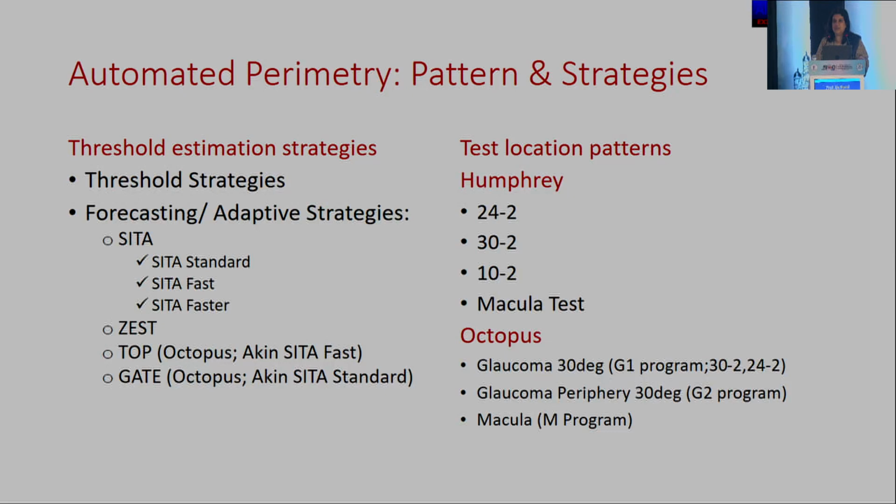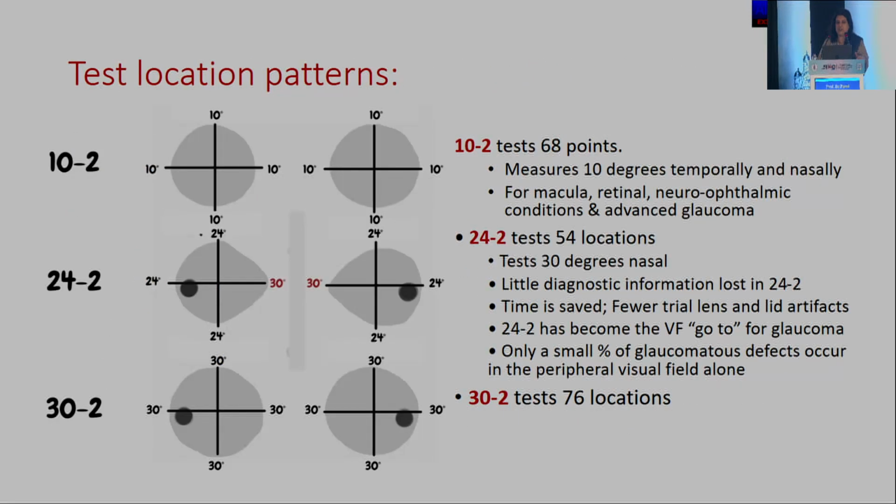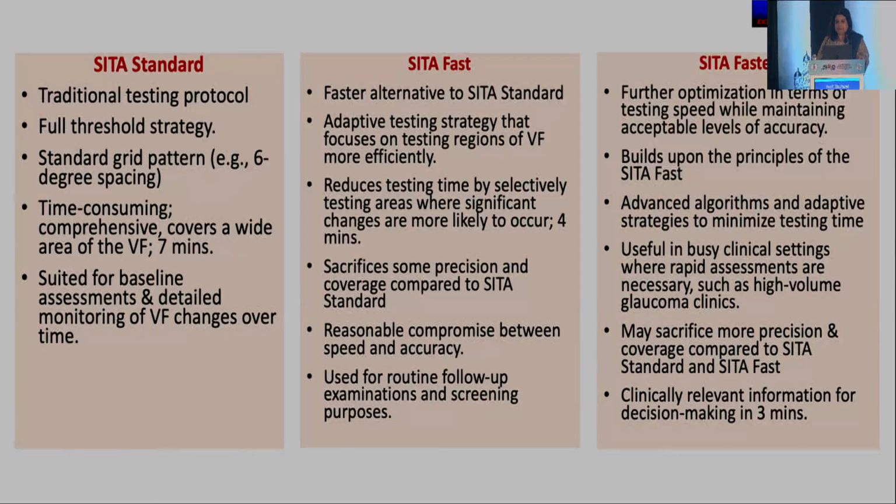The thresholding strategies have evolved majorly from the 1980s, when we were doing full threshold, to eventually Fastpac and then SITA Standard. And in 2010, we saw that SITA Fast has progressed to even SITA Faster. So that's what we would be talking about. We are all aware of these common test patterns, so we won't be dealing much with them.